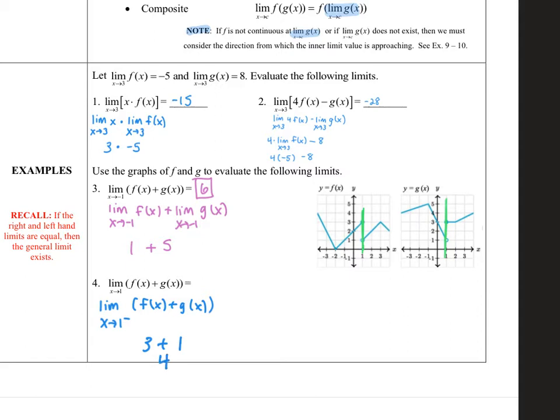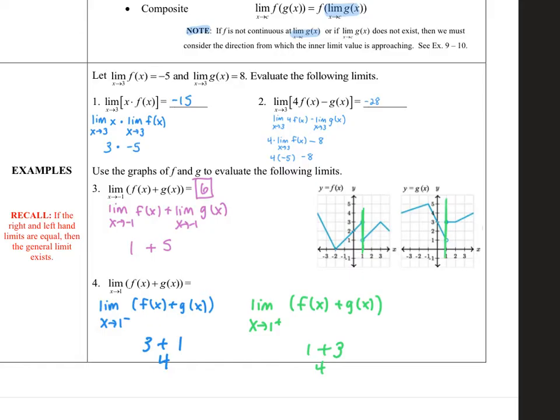And now I'm going to do the same from the right. So here's my right-hand limit. So as x approaches 1 from the right side on the graph of f, I can see I'm heading for a y value of 1. So this is a 1 plus. And as x approaches 1 from the right on the graph of g, I'm heading for that y value of 3. So that's a 3. And 1 plus 3 is 4.